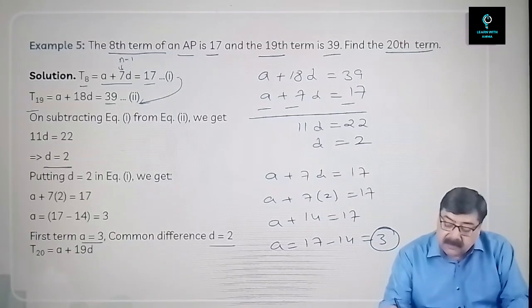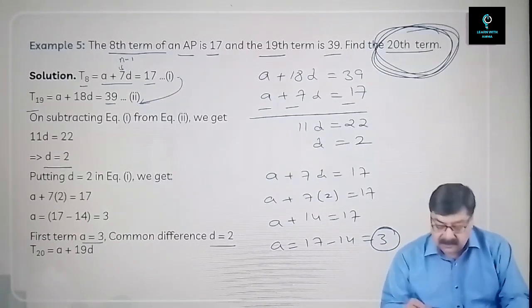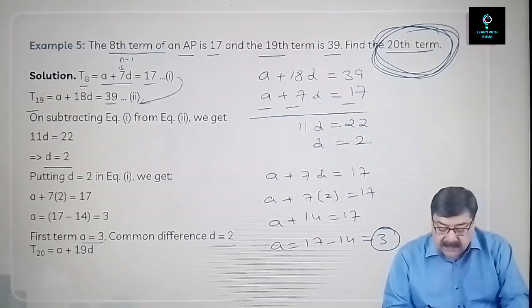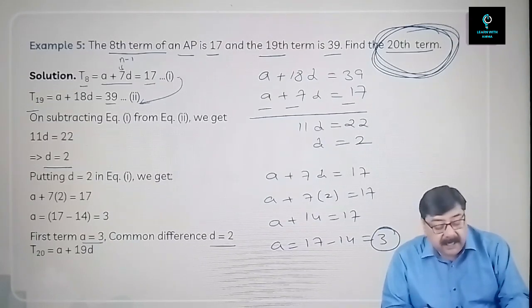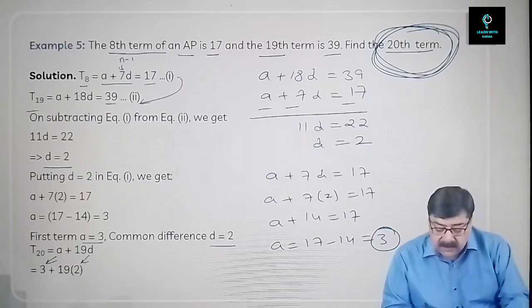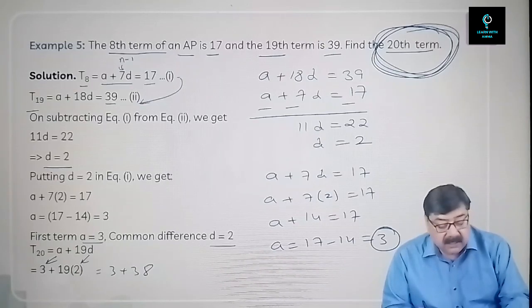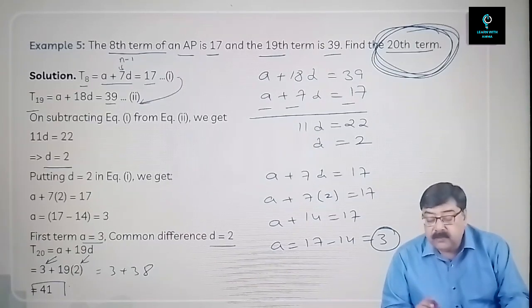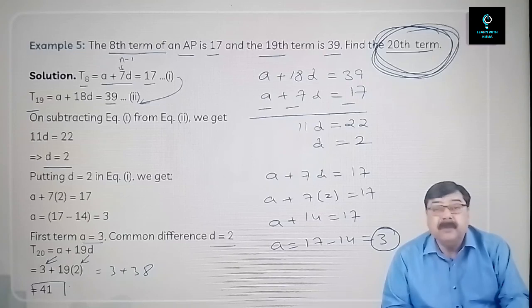So the 20th term, that is what the question is asking us to find out. So T20 shall be equal to A plus 19D. Substituting the values, A is 3 and D is 2 here, shall become 3 plus 38, which is nothing but equal to 41. So for the given series, the 20th term will be 41.